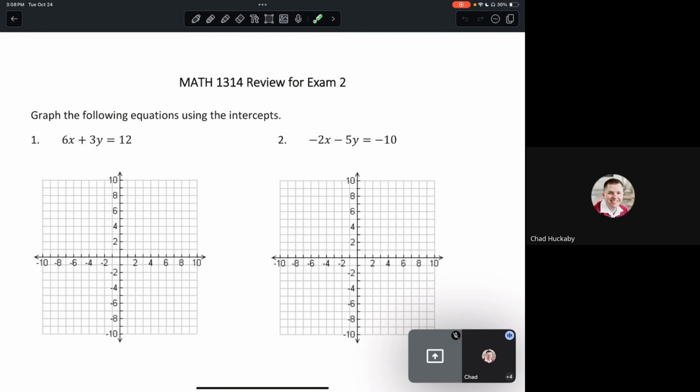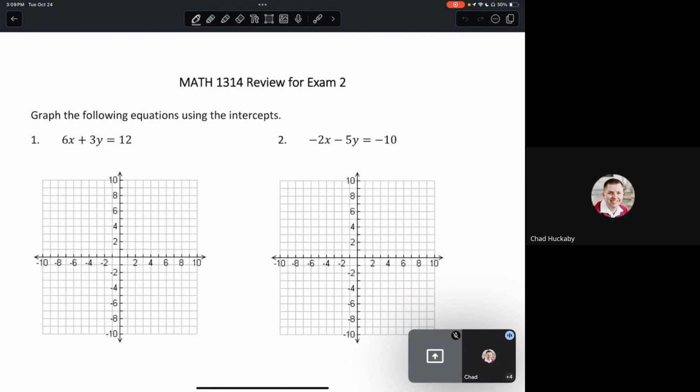Any questions before we get started working examples? Okay, if there are none, then I will pull up my notes and we'll get started. Okay, so in this first question, we want to graph these two equations separately, of course, using the intercepts. So in number one, we have 6x plus 3y is equal to 12.